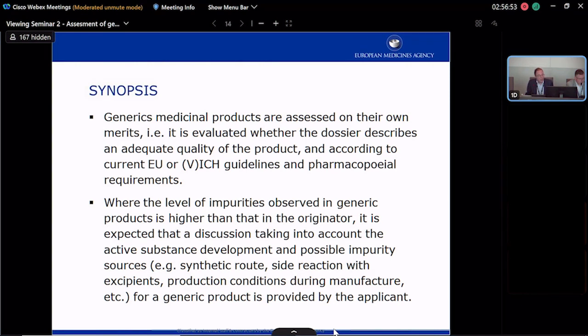requirements. And where the level of impurity observed in a generic product is higher than in the originator, it is expected that a discussion taking into account the active substance development and possible impurity sources, for example, the synthetic routes and reactions with excipients and production conditions during manufacturing, for a generic product should be provided by the applicant.